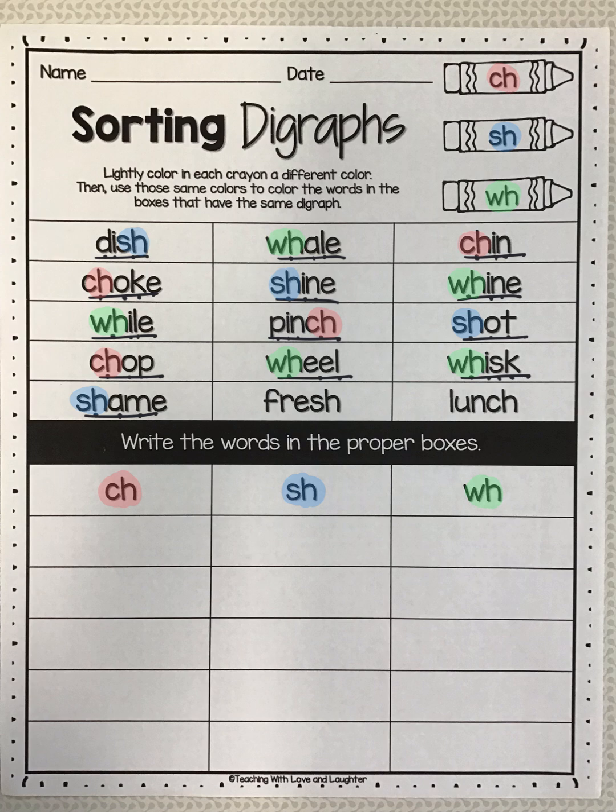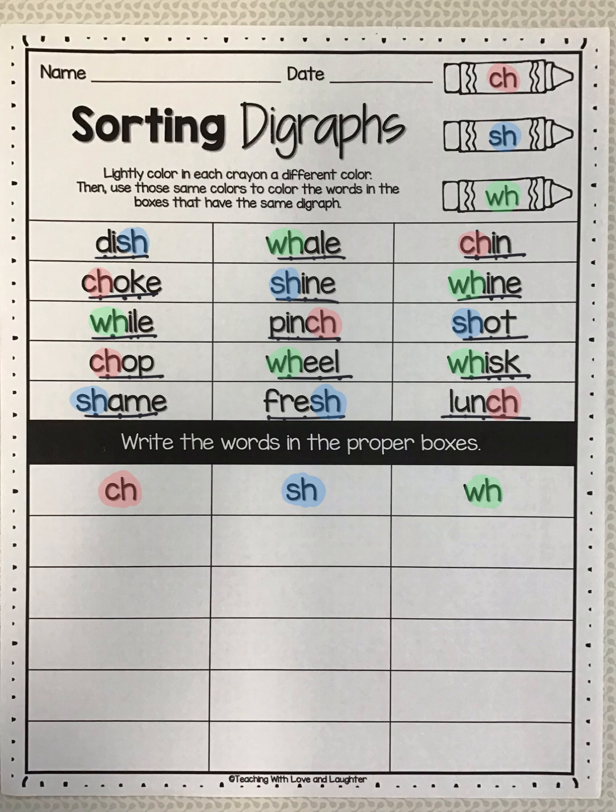Next word is fresh. F-r-e-s-h. Fresh. What digraph do you see in fresh? That's right, SH. Last word is lunch. L-u-n-c-h. Lunch. What digraph do you see in lunch? CH. So I'm going to color mine red because I used red for CH.